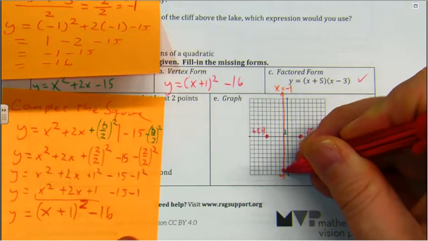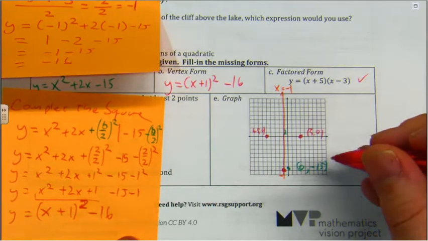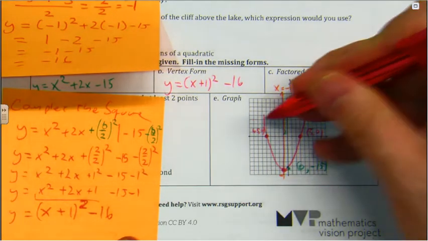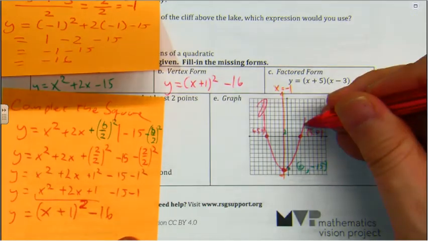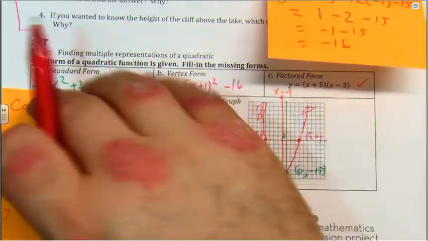There is our vertex. All right. And so now that we have this, we know what our graph looks like. Looks like this. All right. And then finally, nope, that's it.